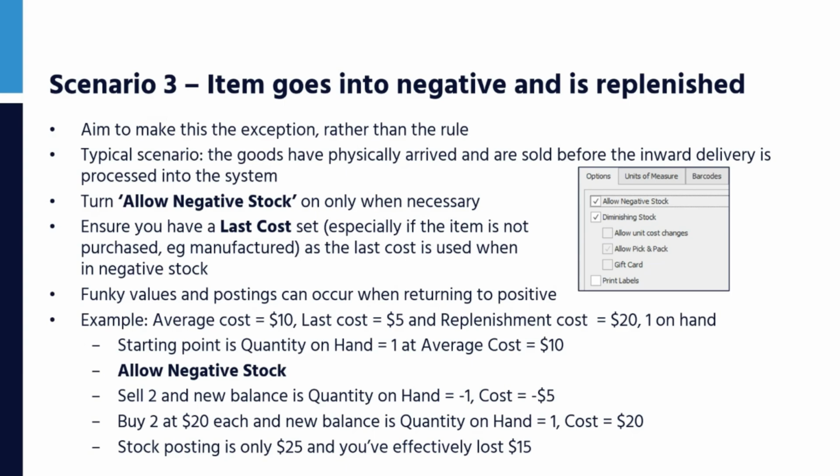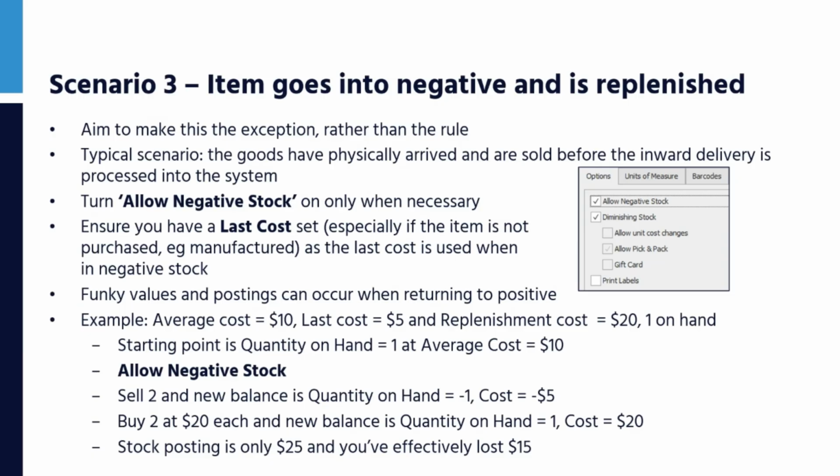So sorry, a cost of 20. So it remains true that your stock, once positive again, is going to reflect the correct value of that item. What will happen there is you'll have a stock posting of only $25 because you're going from -5 to +20. And so you've effectively lost $15 throughout that series of transactions.